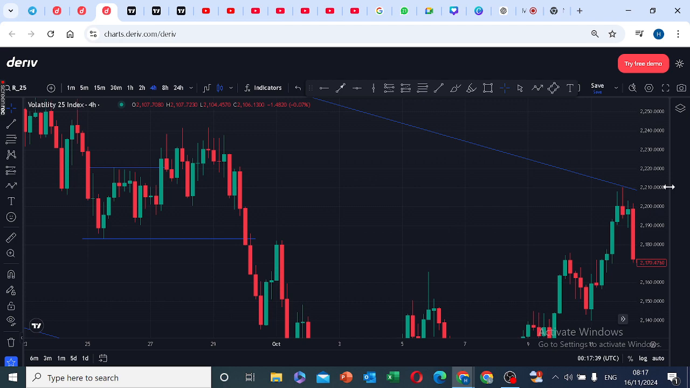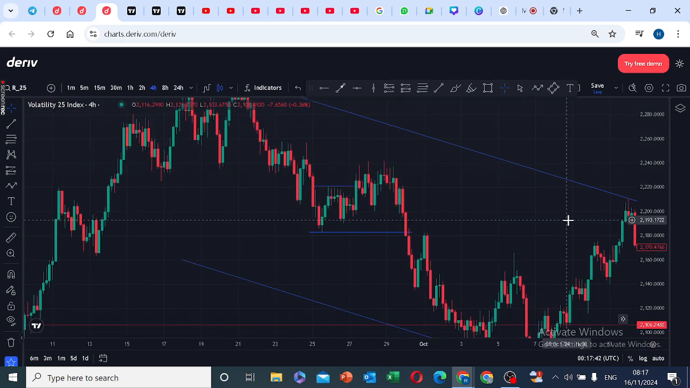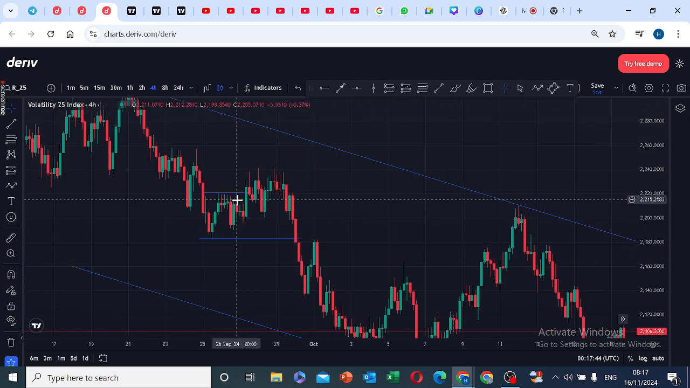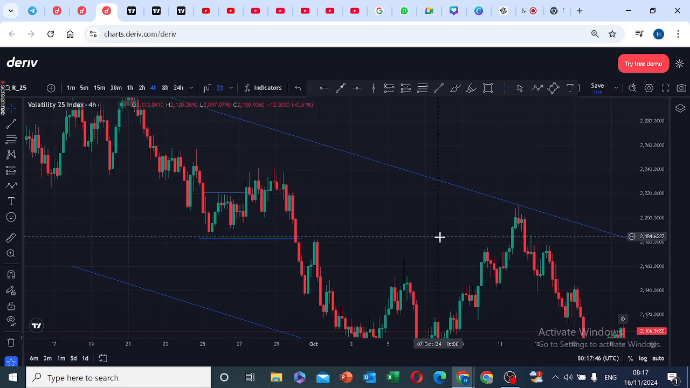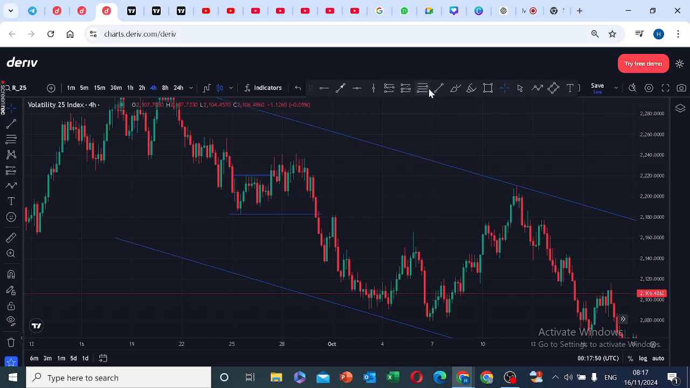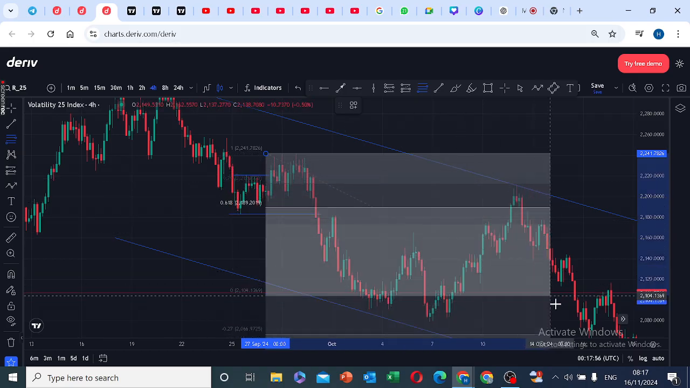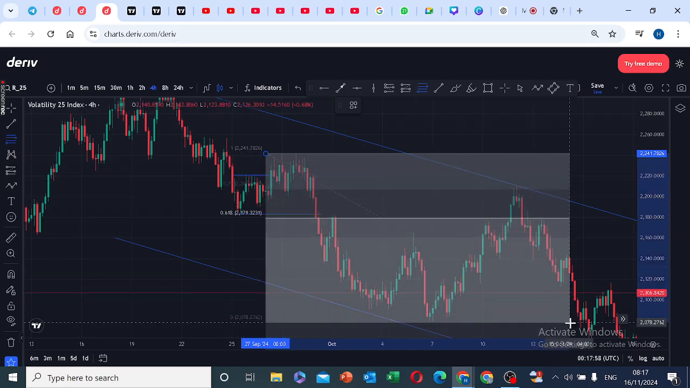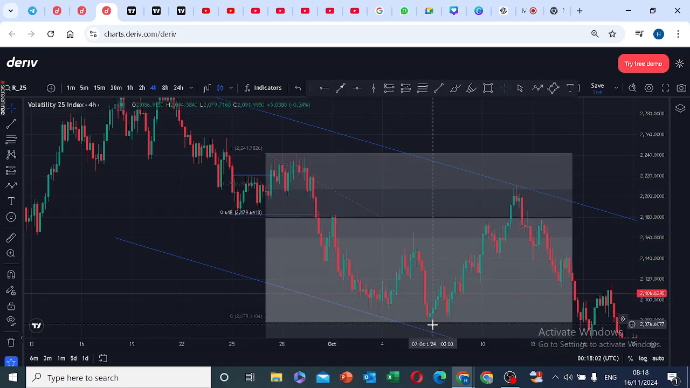Now, after this break of structure happened here, what we want to do is we want to now pick our Fibonacci tool, which is this tool I set for you there. We want to pick the Fibonacci tool and then mark it from the swing high to the swing low. Where is our swing low? Our swing low is the low which created this push to the upside.